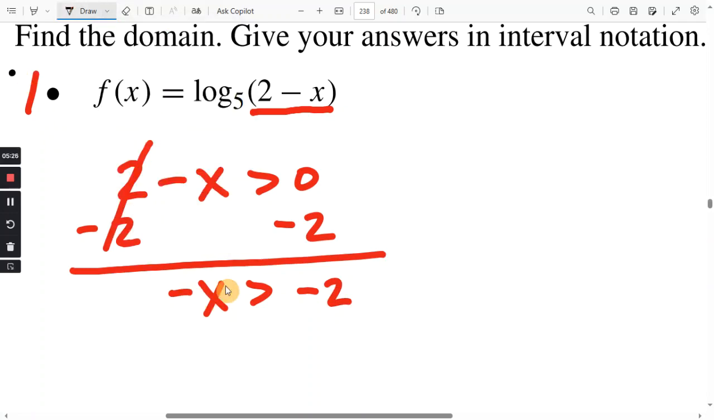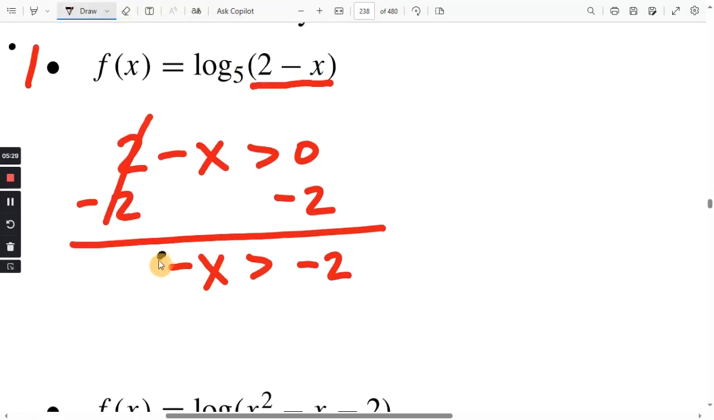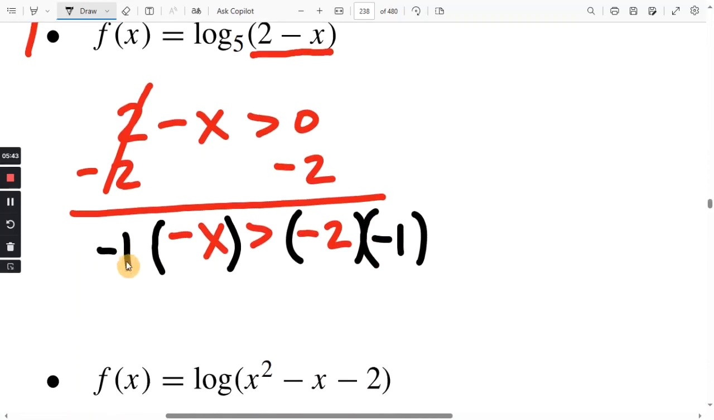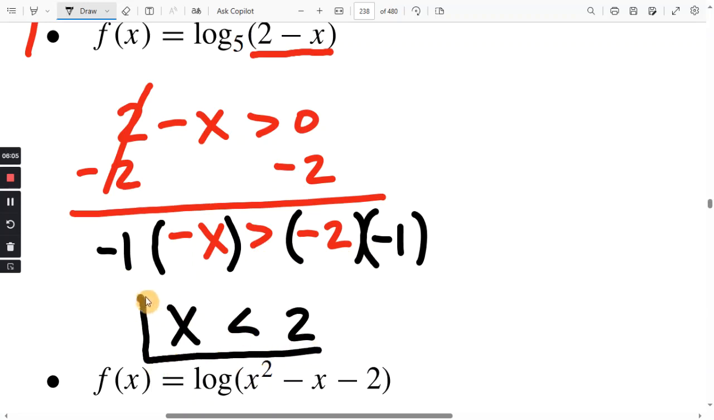Solving for x, we have negative x. To get rid of the negative, I am going to multiply both sides by negative 1. All right, so on both sides, I'm going to do times negative 1. On the left, negative 1 times negative x is x. And when you multiply both sides by a negative, you reverse the inequality symbol. Here it's pointing to the right, but I did times negative 1 on both sides. Now it is pointing to the left. Okay, negative 2 times negative 1 is positive 2. So x is less than 2.